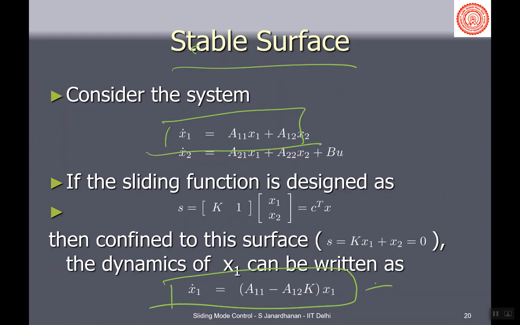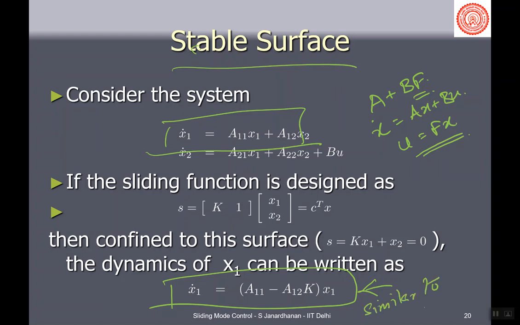Does this equation look similar? Actually, if you remember, you would have seen something like a plus bf. This is the design of a controller for a system x dot equal to ax plus bu, where the controller u is equal to fx. So this is very similar to state feedback controller design.